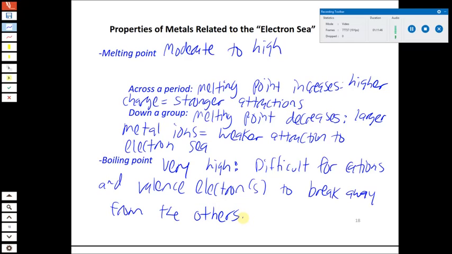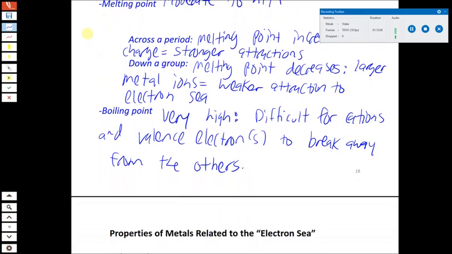All right, so as we said many times in this course, attractions between positive and negative ions are very important in really all of chemistry. Between positive charges and negative charges in general are very important. In order to boil a metal, you'd have to break all those attractions between electrons and protons, and that's hard to do. So boiling points for metals are very high, even though they're relatively easy to melt in general.